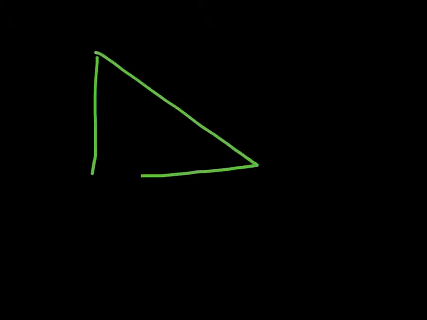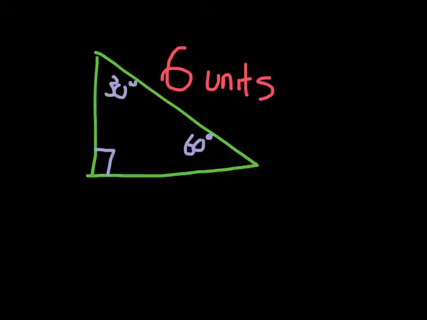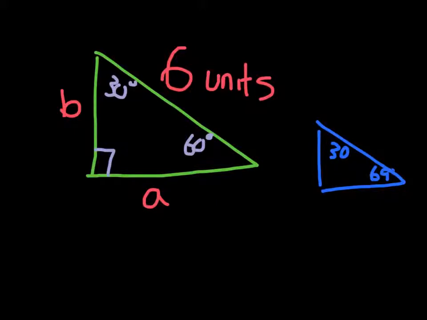So, let's say we have a 30, 60, 90 triangle, and we are given that this length here is 6 units long, and we are told to find a and b. Well, to do these problems, the best method would be to draw out a small 30, 60, 90 triangle: x, x root 3, and 2x.